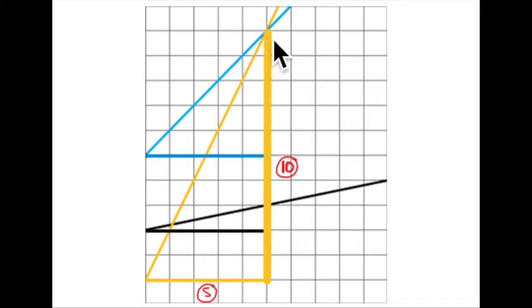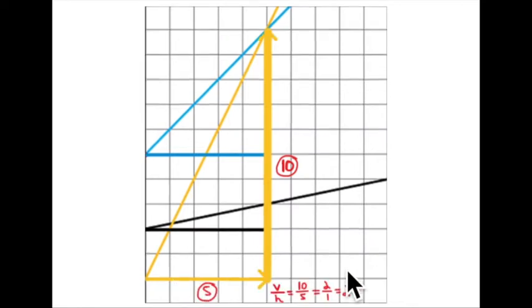So it's rising the fastest compared to the length in the horizontal direction. So the vertical length compared to the horizontal length is 10 to 5 or 2 to 1. So this has a slope of 2. It is rising the fastest compared to the horizontal length.